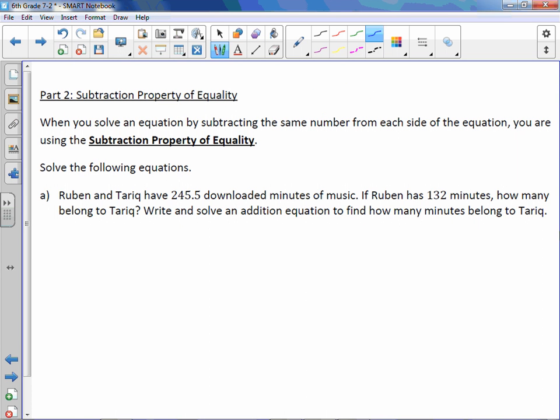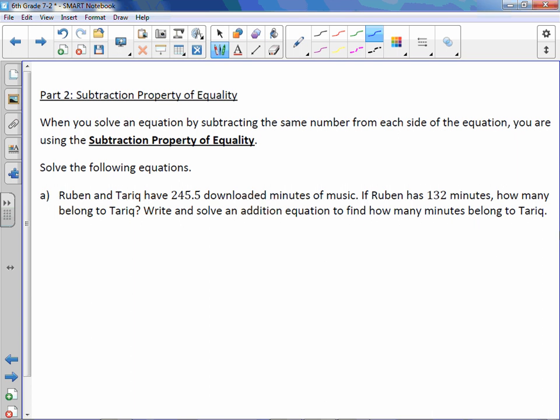When you solve an equation by subtracting the same number from each side of the equation, which is what we've been doing, you are using the subtraction property of equality, which states when you subtract something from both sides of the equation remains true. It remains equal.